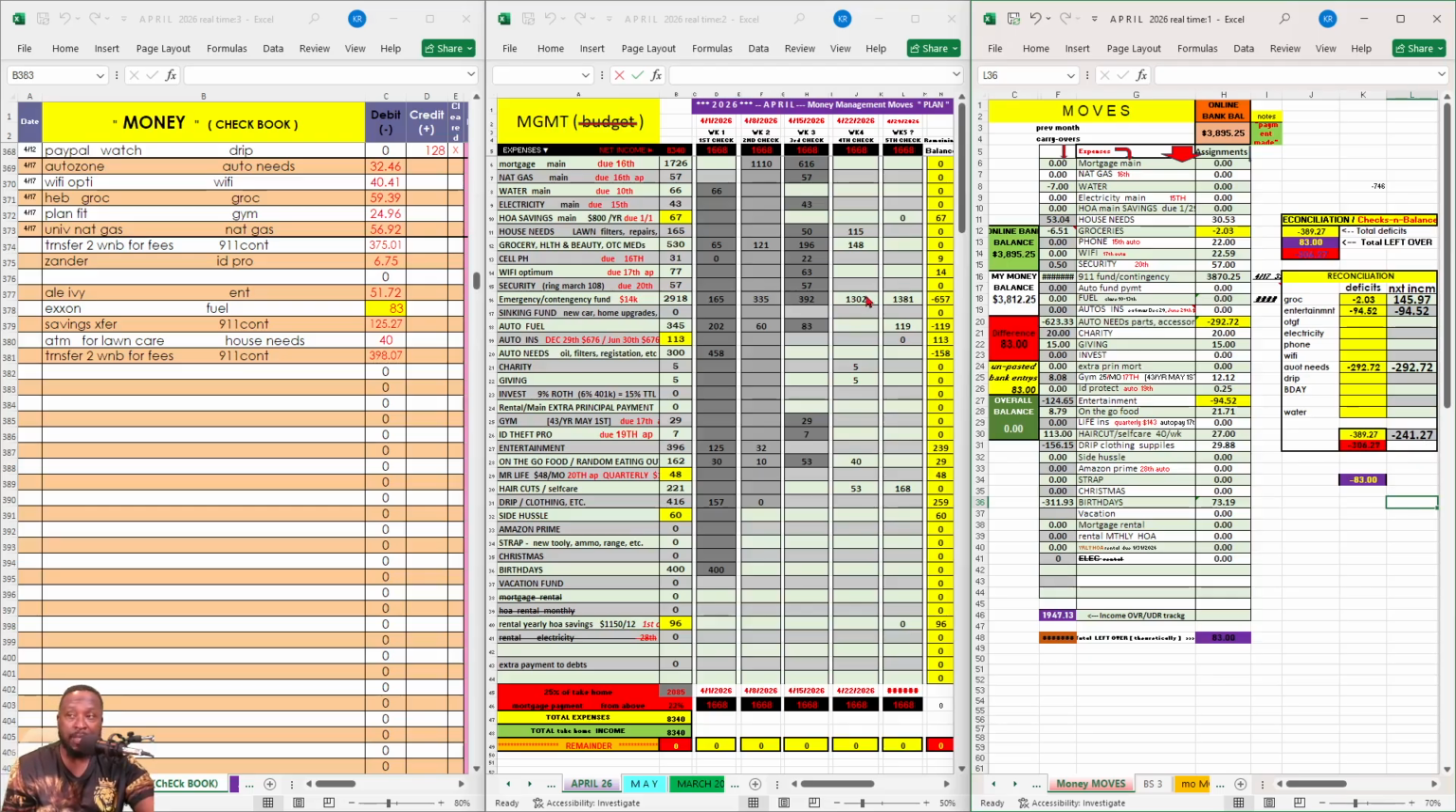So what I'm going to do is come over here to this middle spreadsheet and let me put these middle spreadsheets together so that you can see what I'm doing.